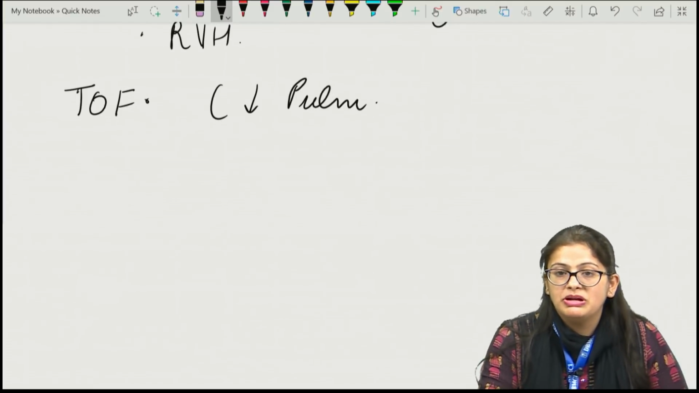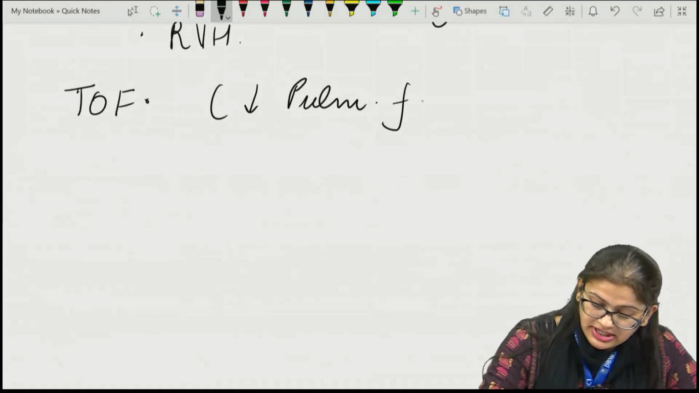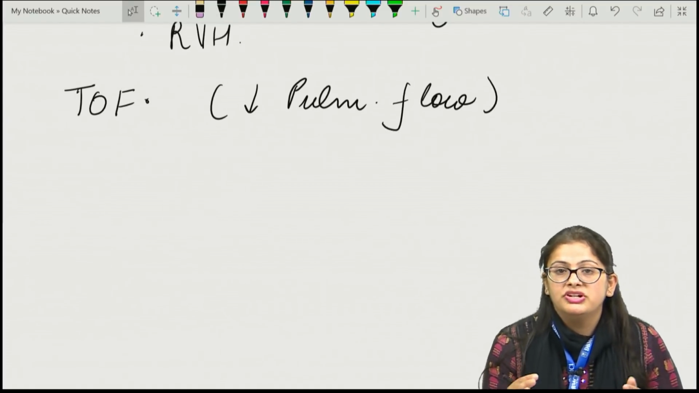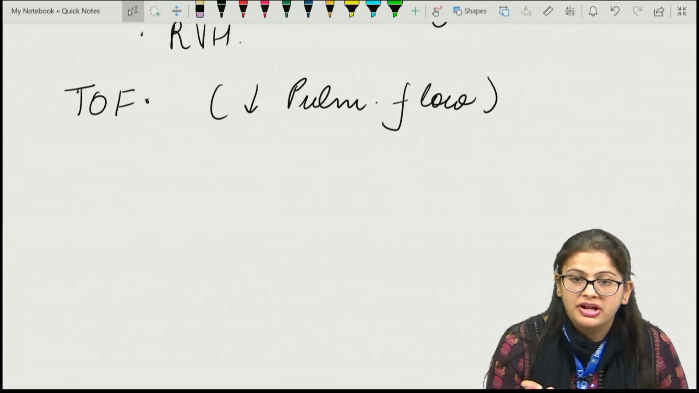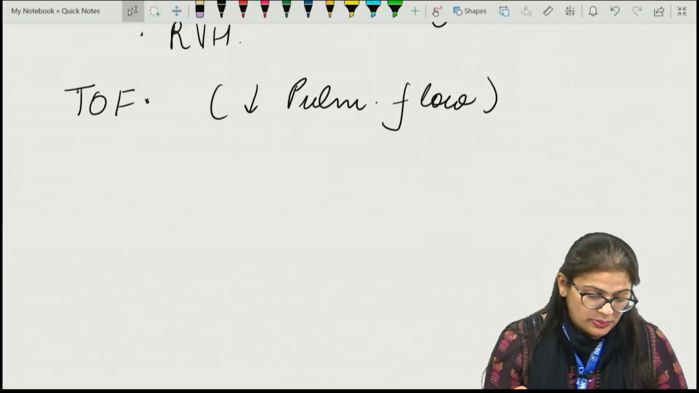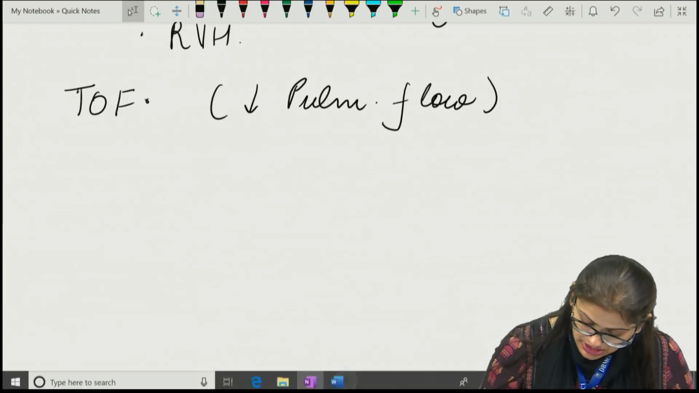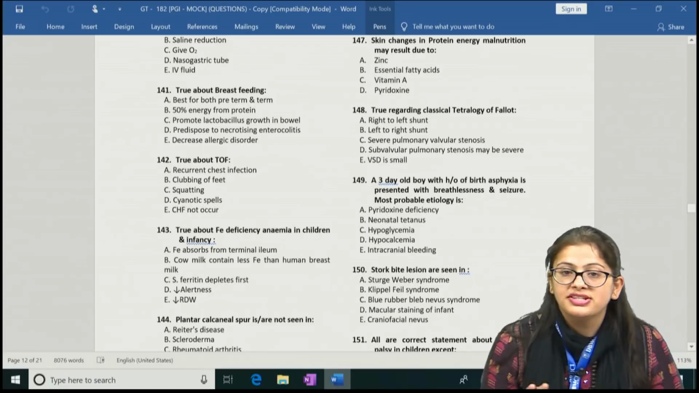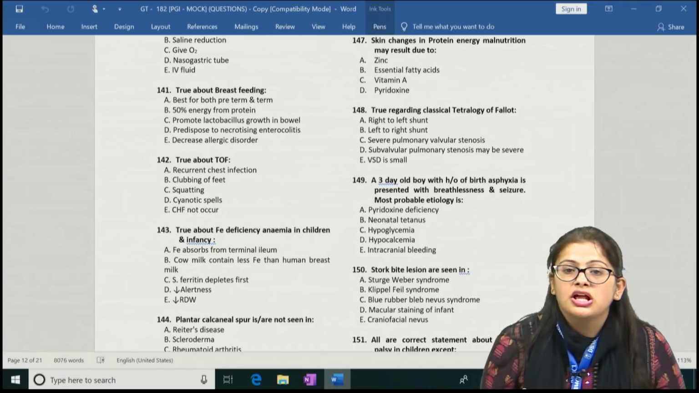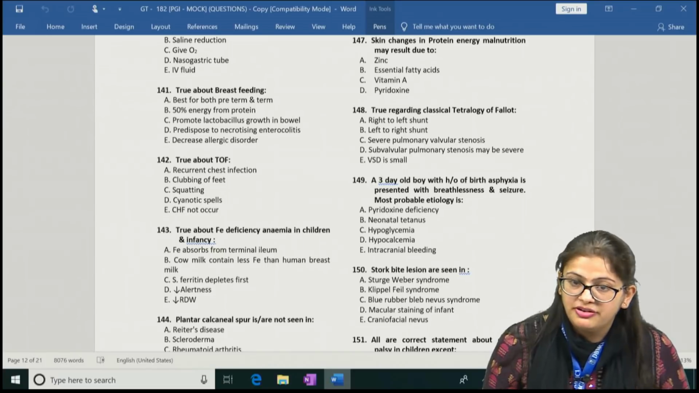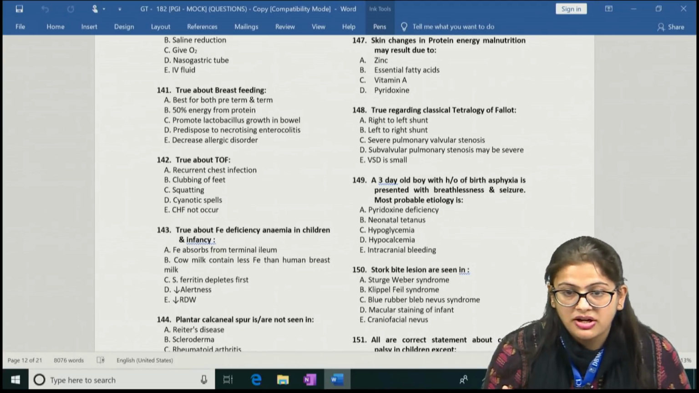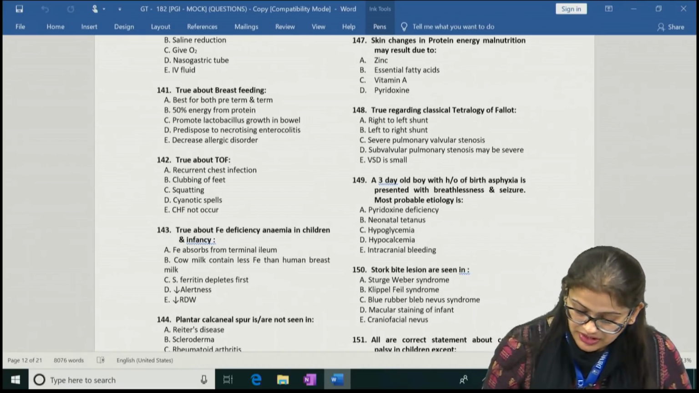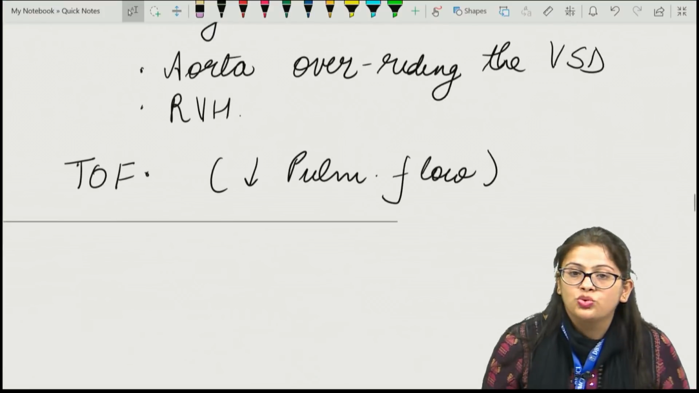As we see that there is pulmonary stenosis, so there is decreased pulmonary blood flow. So all the cyanotic heart diseases which have decreased pulmonary blood flow do not have recurrent chest infections. So the option that was given here in this question, recurrent chest infections, is out. A condition which is manifesting with decreased pulmonary blood flow will not manifest with recurrent chest infections. Instead, it will manifest with cyanotic spells or squatting episodes.